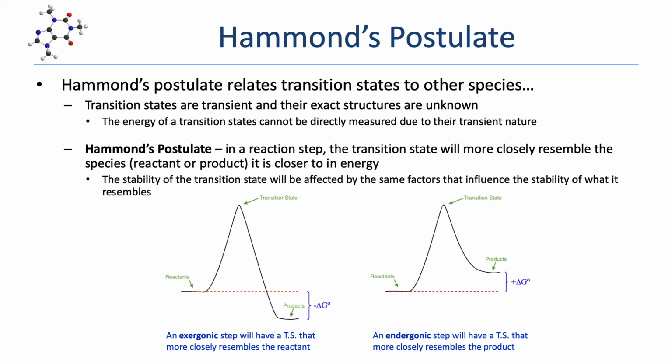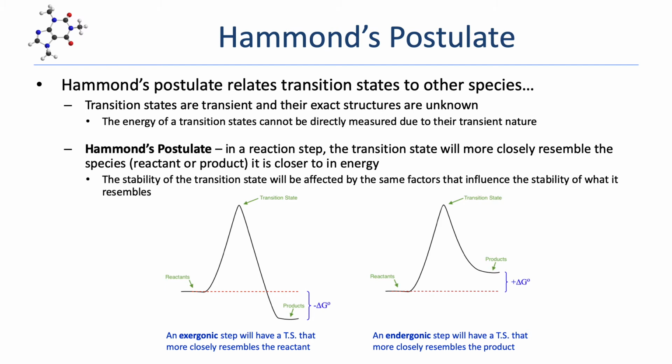Hammond's postulate states that in any reaction step, the transition state will more closely resemble the species it is closer to in energy, that is, the reactant or the product. So here I have a couple of free energy diagrams, one depicting an exergonic reaction and one depicting an endergonic reaction. If you look at the exergonic reaction, you can see that the transition state is closer in energy to the reactants than it is to the products. There is a smaller vertical distance between that high transition state and the reactants than between the transition state and the products.